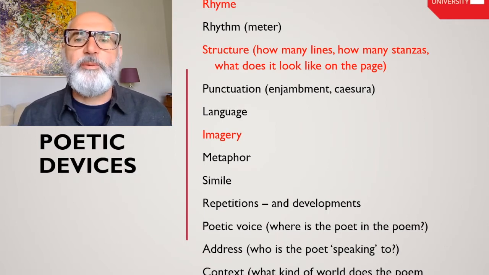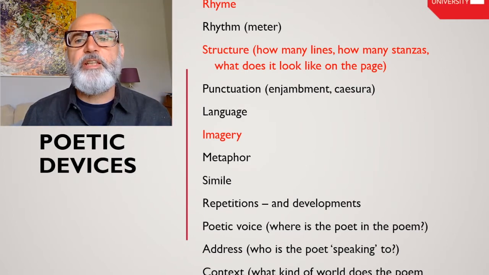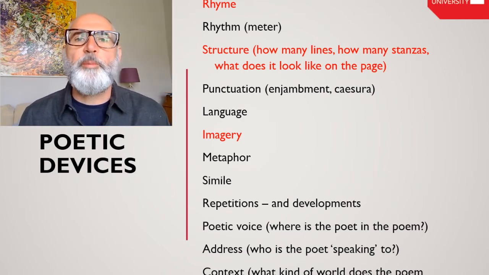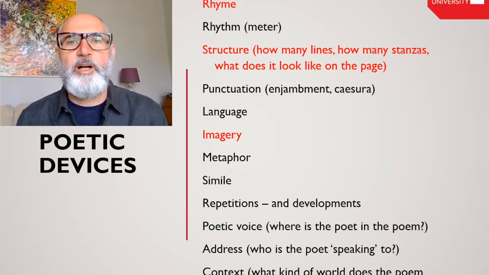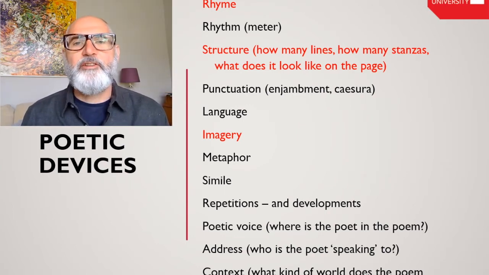One of the other things we can do is just look at the poem and see what it appears like on the page. There are things that we can say about a poem before we even read it. We can talk about the number of lines and the number of stanzas, the length of the lines, that kind of thing. Punctuation: poets speed up and slow down the human voice by adding full stops, commas, colons and semicolons, exclamation marks. These things add texture to the poem.